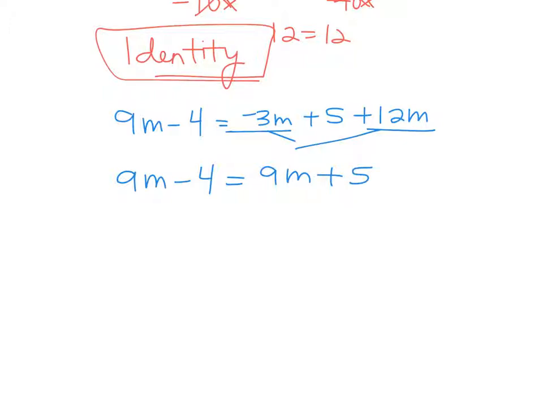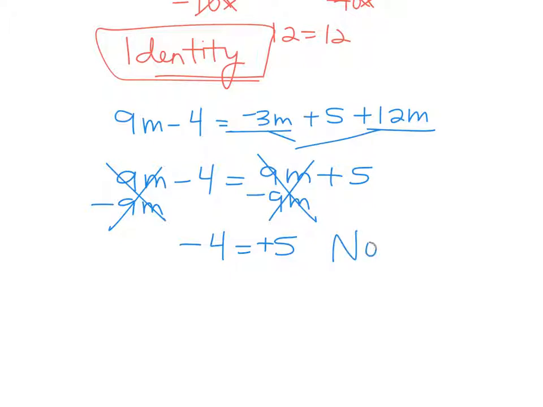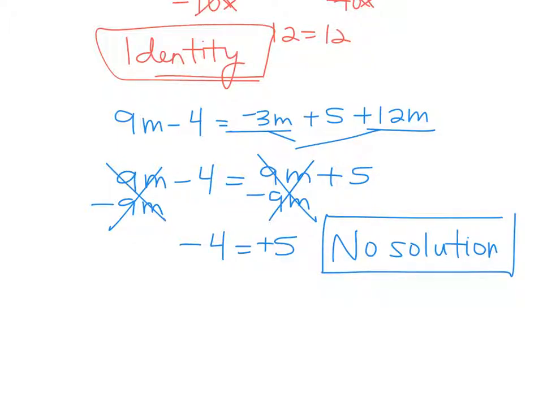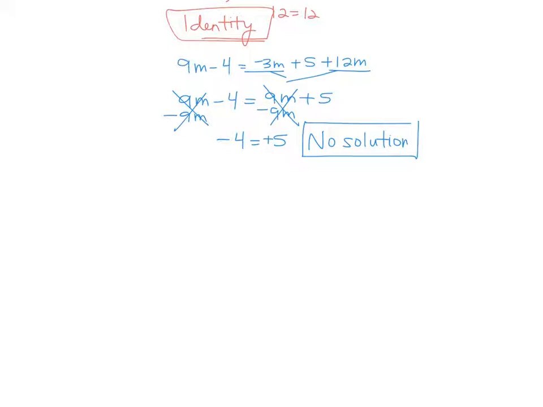Now, if we're going to get our m's together, if I take away a 9m from both sides, this goes away and this goes away, and I end up with negative 4 equals negative 5. No, positive 5, sorry. That is no solution. They are not equal to each other, so we say no solution. Okay. Last one.